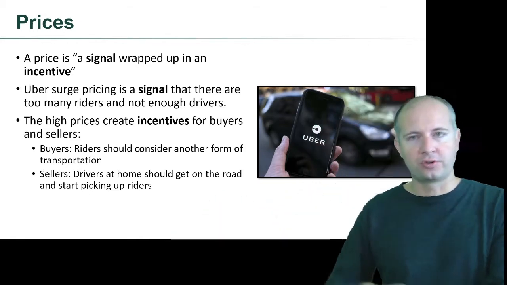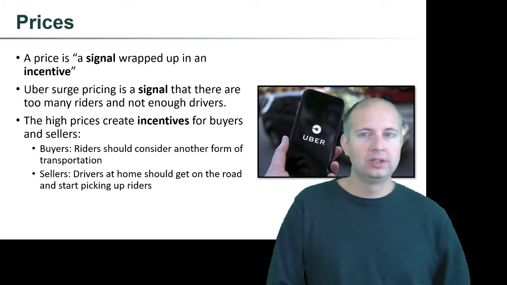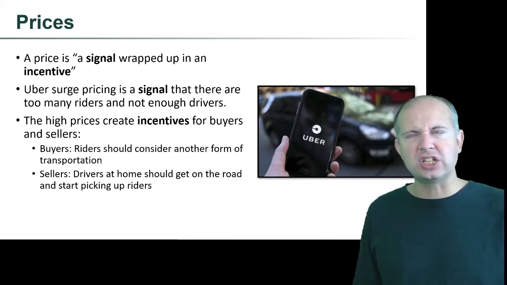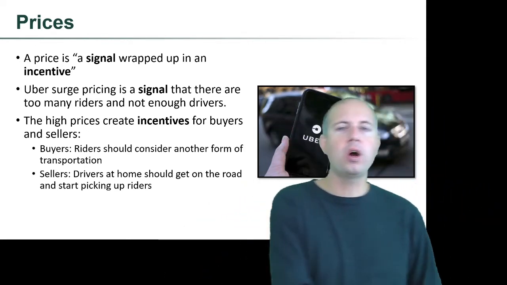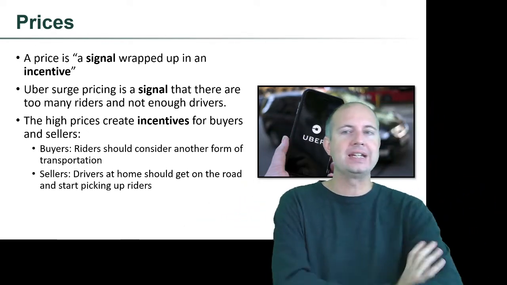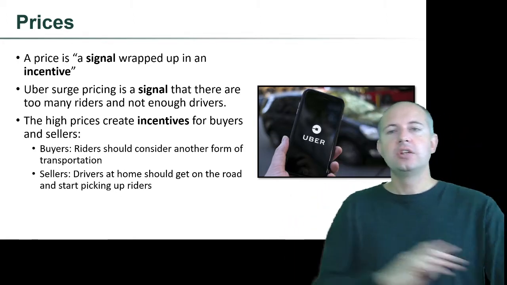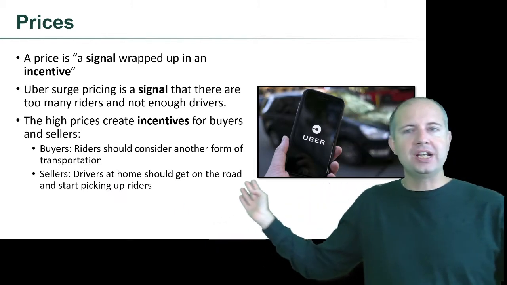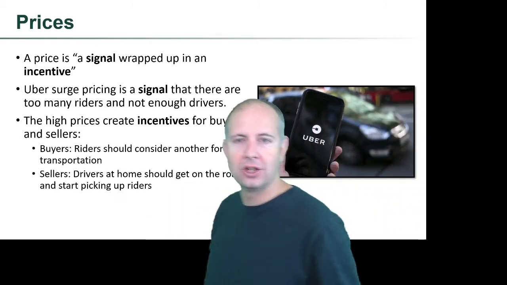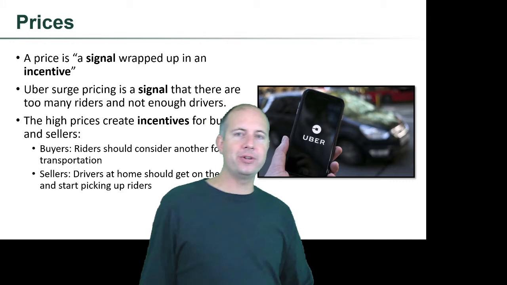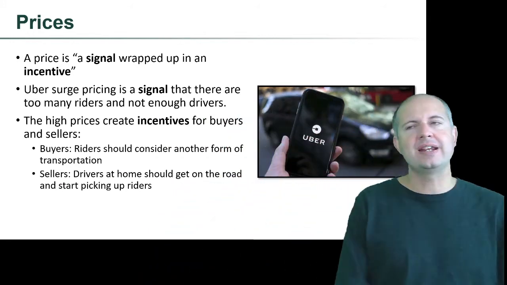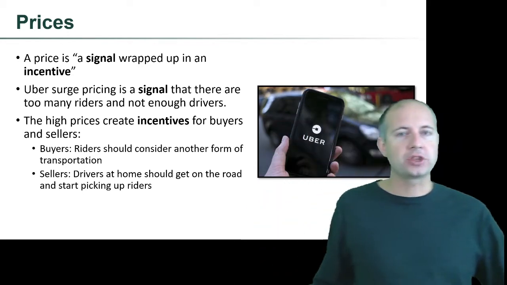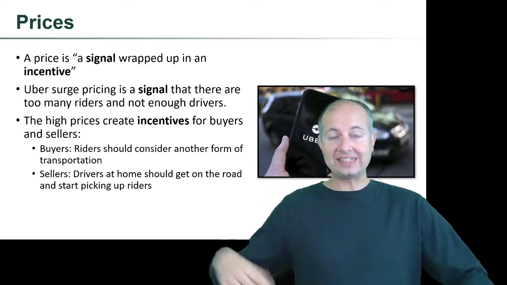So buyers are the riders, sellers are the drivers. For the buyers, the incentive is, hey, you should consider another form of transportation. Take a taxi home or walk home or call a friend to come give you a ride. The incentive for sellers when they see that high price is, drivers at home should get on the road and start picking up riders. So if you're on the couch, the incentive now is you should do something other than what you're doing, right? Maybe you don't want to drive if you were going to make $10 an hour, but surge pricing says you're going to make $30 an hour. Well, you now have an incentive to go drive.